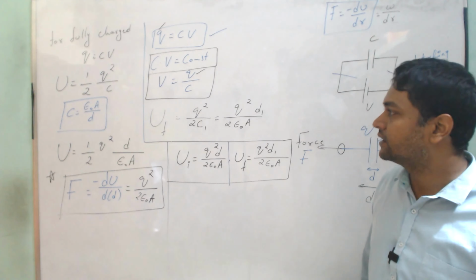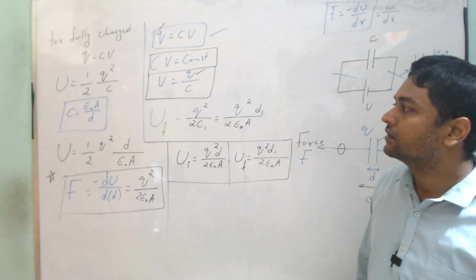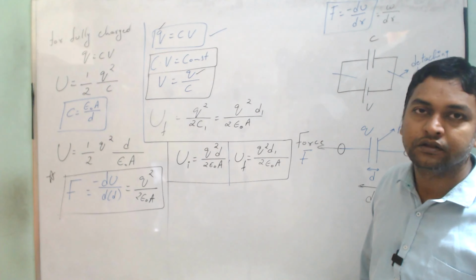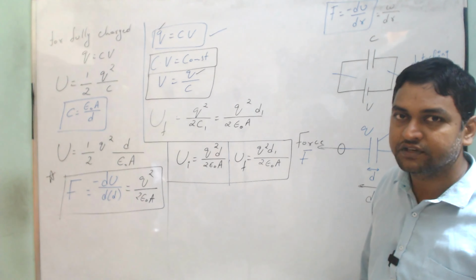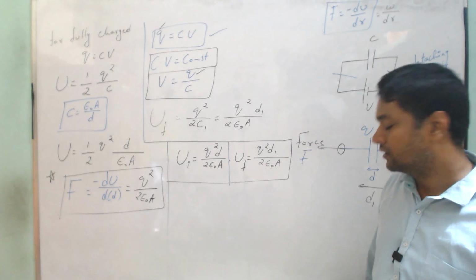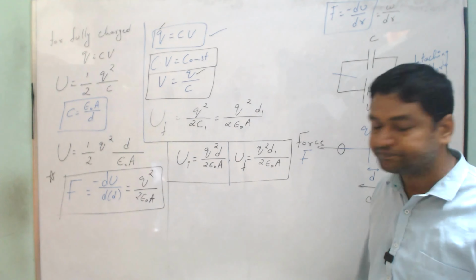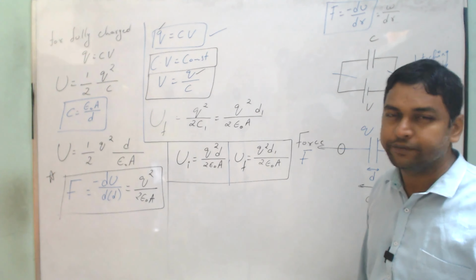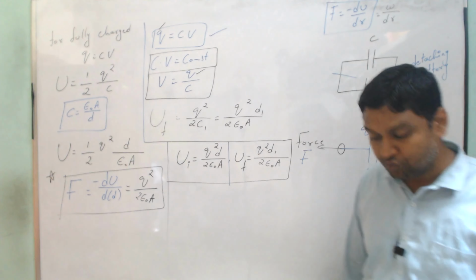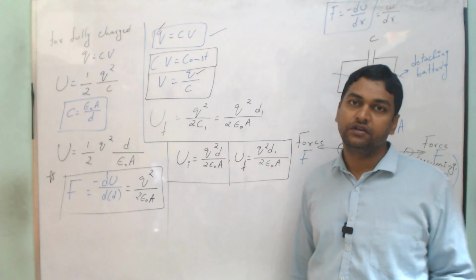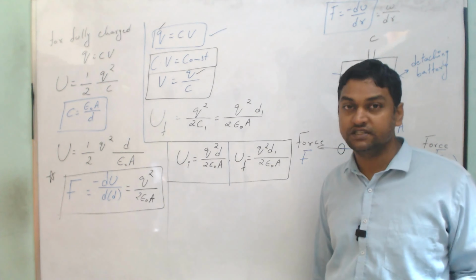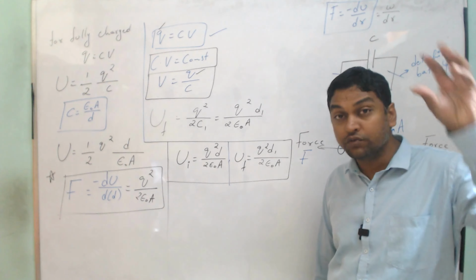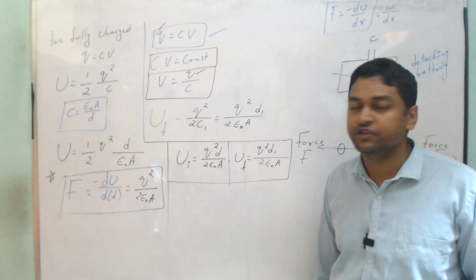That thinking is fine, but I might get confused if I think of it that way. Why? Because capacitance is basically how much charge can be stored. Q is equal to CV, right? C is equal to Q by V: how much charge will be stored if I give a potential difference of V.